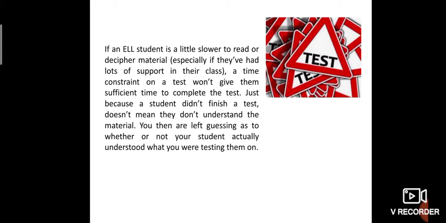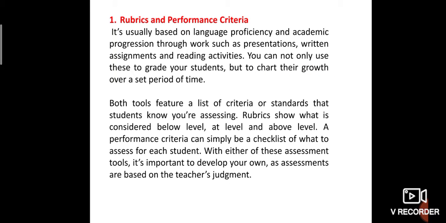Okay. Now, here are important things to consider aside from giving the pen and pencil test. We can use rubrics and performance criteria, usually based on language proficiency and academic progression through work such as presentations, written assignments, and reading activities. You can use these not only to grade your students, but to chart their growth over a period of time. Like in the first quarter, a student can read only one book over a span of 2 or 3 months, and in the second quarter they finish two books. So you can graph it and keep track of the progress.